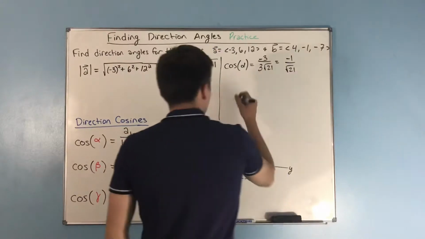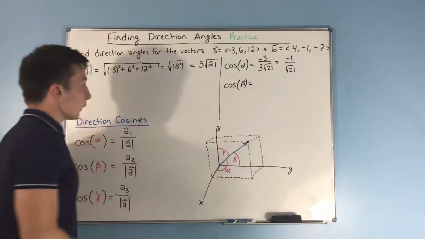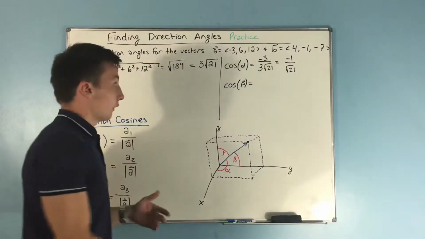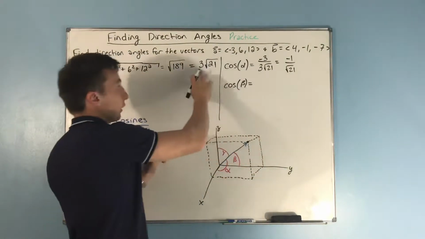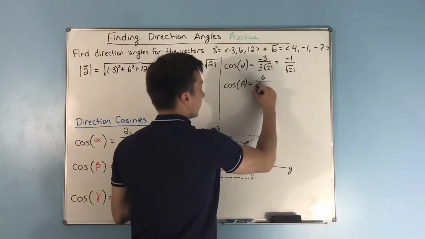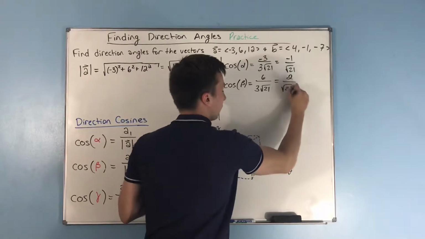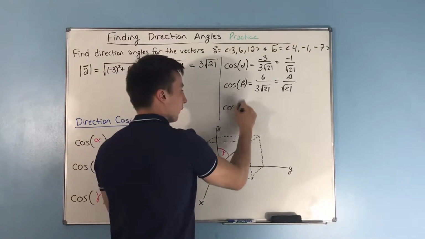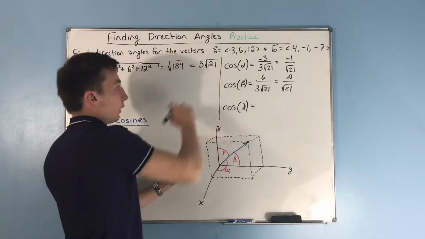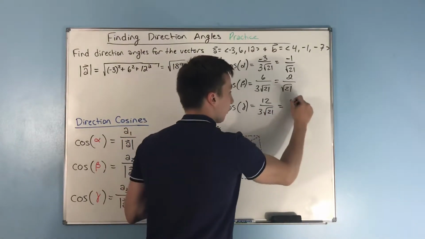Now, the cosine of beta is equal to, well, A2, right? What's A2? That's the second component. That's 6, okay? So now we have 6 over 3 rad 21, which is 2 over rad 21. And, of course, we have cosine of gamma. That is equal to 12 over 3 rad 21, which is just going to be 4 over rad 21.